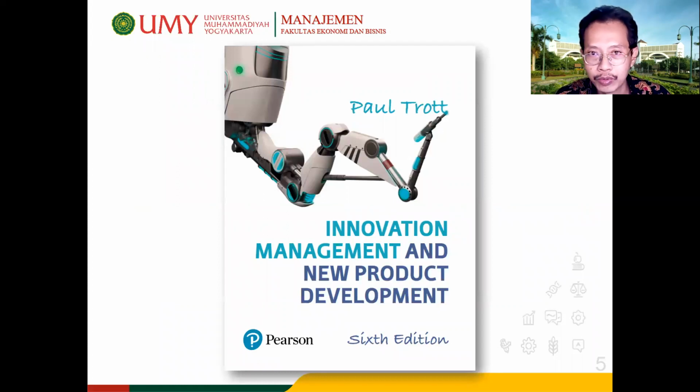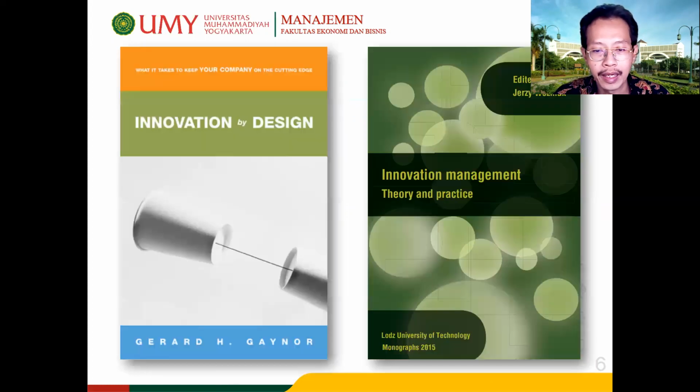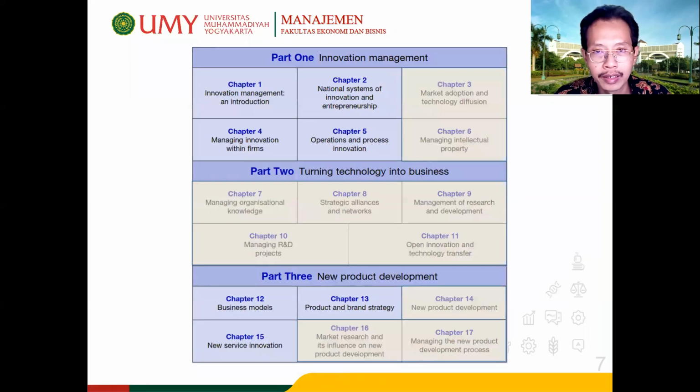This is the first book, our main textbook. You can see Paul Trott's book here. And these 2 are the secondary textbook and the supplementary textbook. This is the main textbook that we're using. This is the structure of Paul Trott's book.